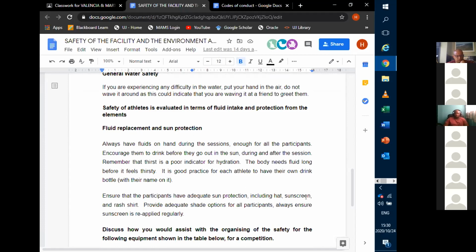It's very important that there's always water. Try to encourage the kids and the athletes to bring their own bottles with water, but you must always have some in stock so that you can give them water, because with every practice they get dehydrated. Encourage them to drink before they go out in the sun. Ensure that the participants have adequate sun protection. And it doesn't matter what race you are. The sun burns and you have to use sun protection.